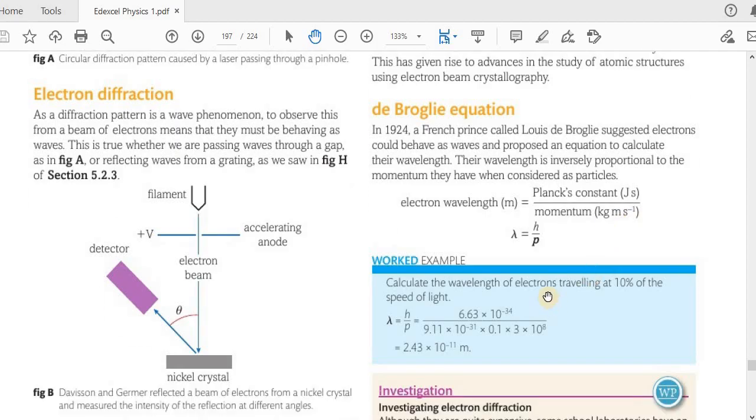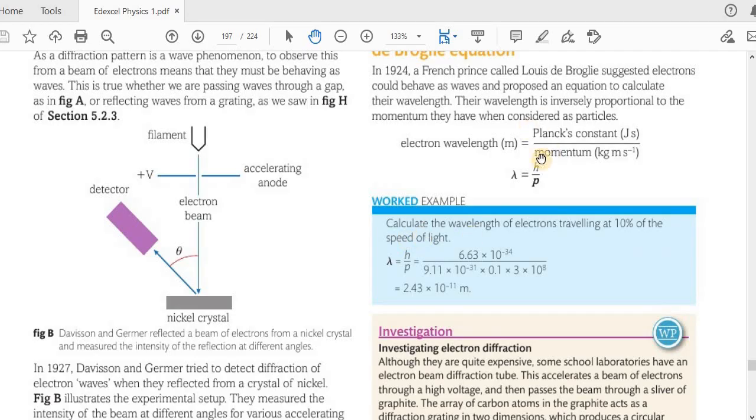Now let's go through an example using this equation. So, very important equation. You may have calculations with this. Calculate the wavelength of electrons traveling at 10% of the speed of light. You know the speed of light is 3 × 10^8. So 10% means 10 over 100, which is 0.1, or 1/10 of this speed. So that's why we multiply by this.